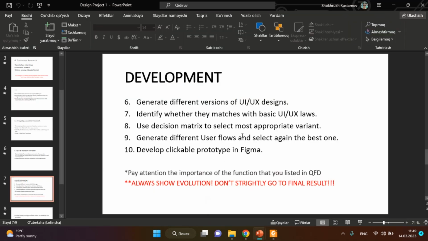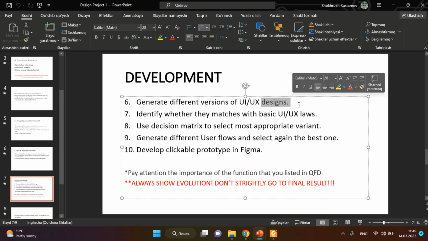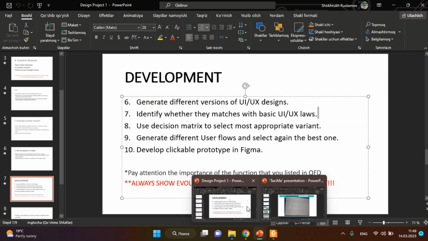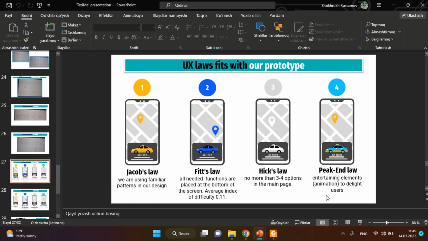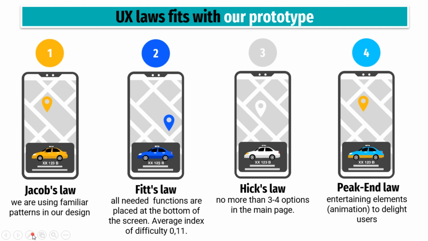Then let me go here, and you will generate the different versions of UI UX models. You need to take into account the basic UI UX laws. For example, our app matches these UI UX laws, like Jacob's law. We are using familiar patterns in our design. Everyone has seen and has an idea about how a taxi booking application really looks like TaxiMe, My Taxi, or Yandex Go. They share nearly the same designs because we are used to these designs. This is called Jacob's law.